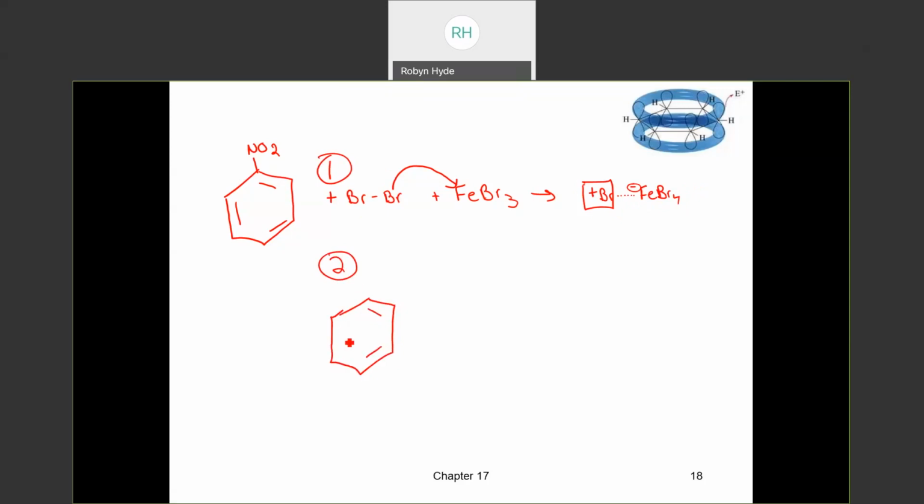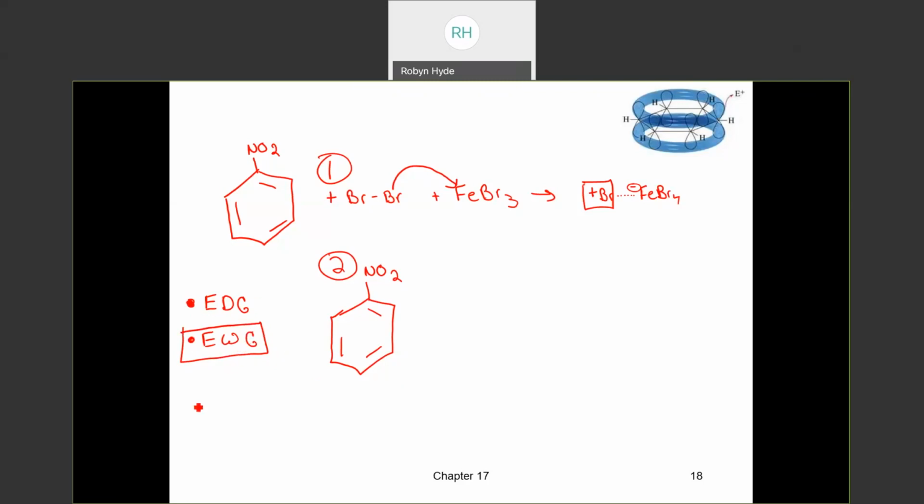Okay, let's think about that nitro group. What kind of group is nitro? So here are your questions. Is the nitro group an electron donating group, or is nitro an electron withdrawing group? Think about this for a couple seconds. Nitro, electron donating or electron withdrawing? And the answer is, yes, you are right. It's electron withdrawing.